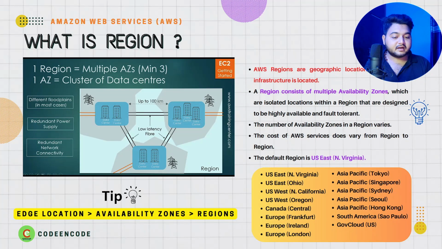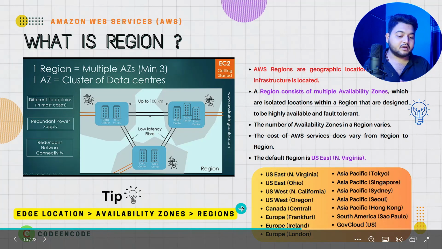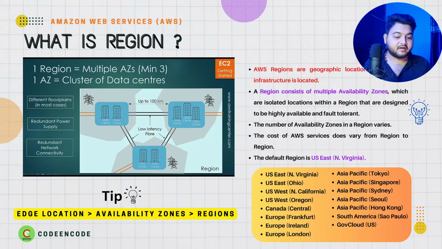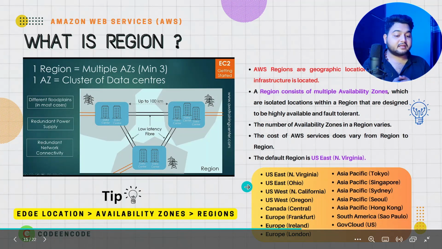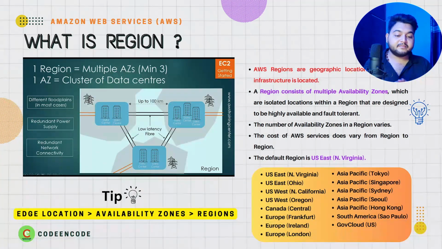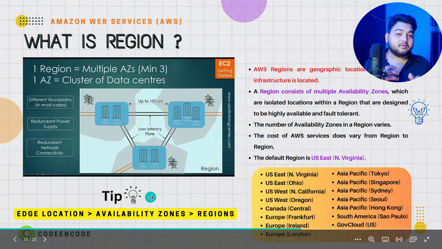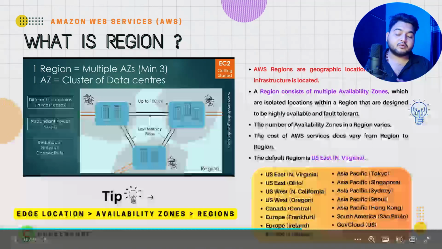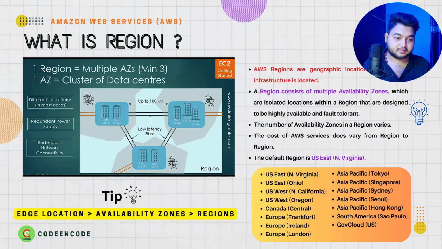Apart from that, these are the major locations. You can just go through it and see them. The one I was discussing, Ohio, is the US East, right? So it is one of the locations in the US. Then we have West, Canada, Europe, Asia Pacific, and all these things are there, right? Now, as a tip, I just want to tell you what edge locations, availability zones, and regions are. You will get to know this tip by the end, when you learn about edge locations, availability zones, and regions.